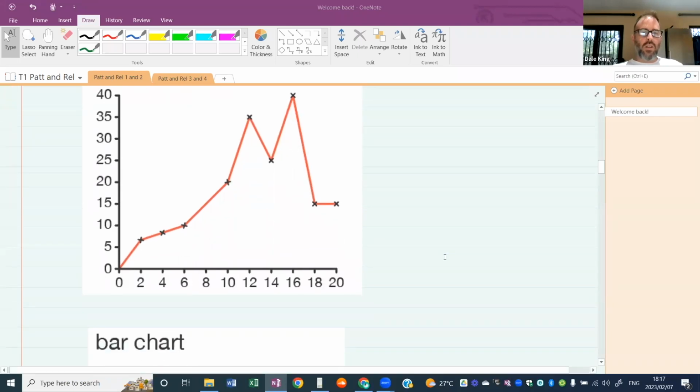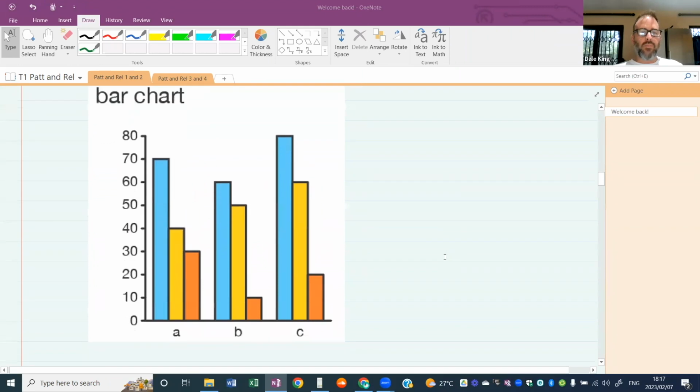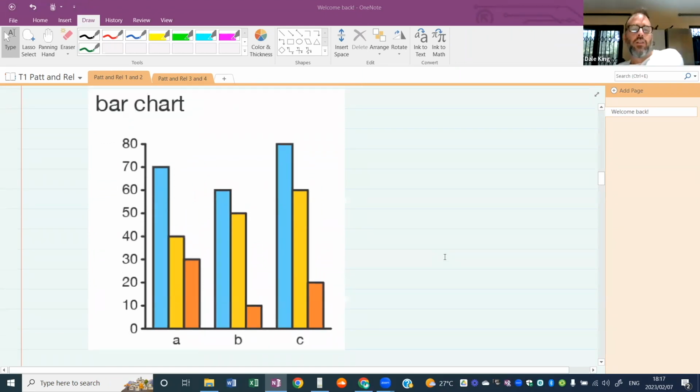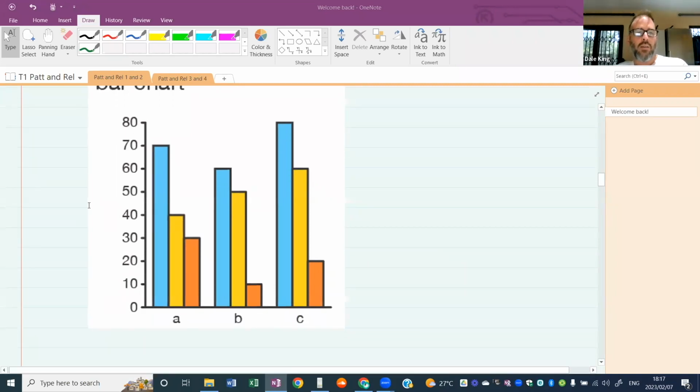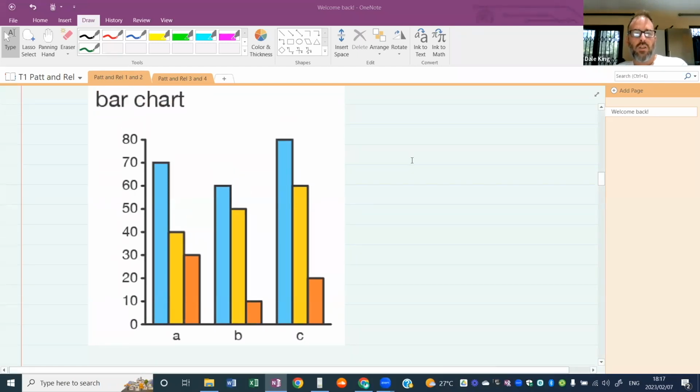Okay, let's have a look at the next one. All right, we have a bar chart, an average looking bar chart. There's no labels on the Y or the X axis. We just got A, B, C on the X axis, and we have numbers going from 0 to 80 on the Y axis. Now it's called a bar chart, but it's not just a bar chart. This has got another name for it, a more detailed name than just a bar chart. You can tell me what type of bar chart it is.